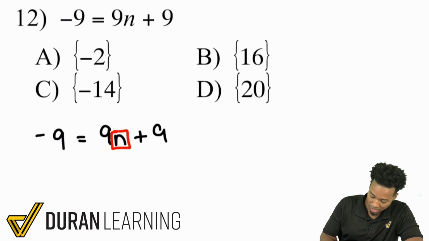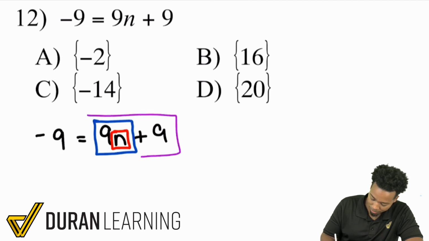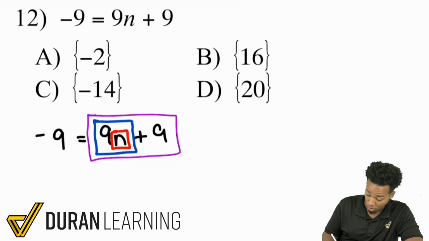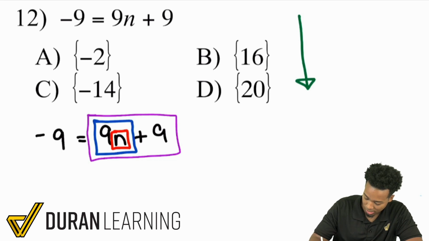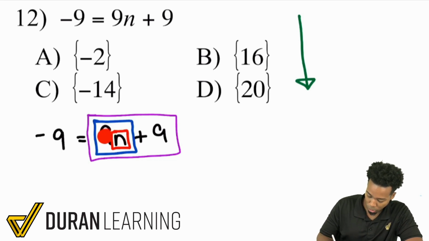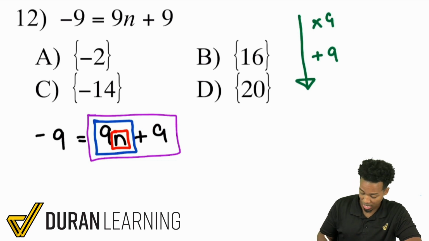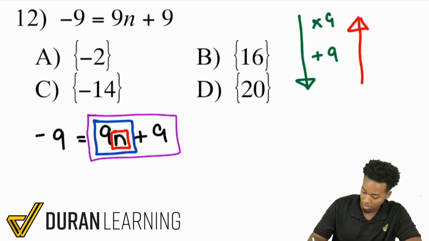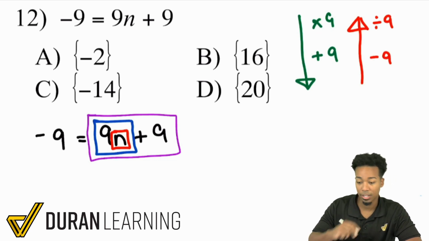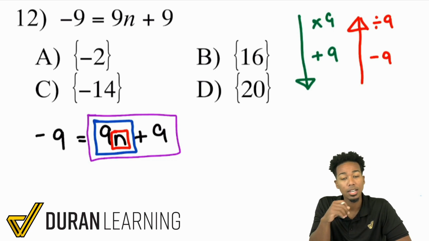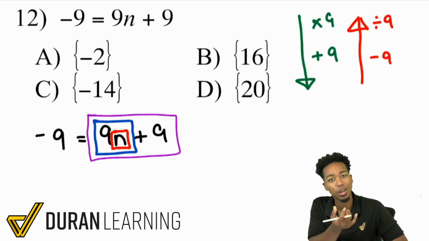Well, what's happening currently with the n is it's being multiplied by 9, and then we've got ourselves adding 9. So working forward, what I see is that the first step was multiply by 9 and then add 9. So working backwards, what I'm going to do to both sides is this. I'm going to do the opposite of this, subtract 9, and the opposite of that, divide by 9. That's exactly what my steps are going to be. Again, as long as you know the forward steps, you can work backwards nice and easy.